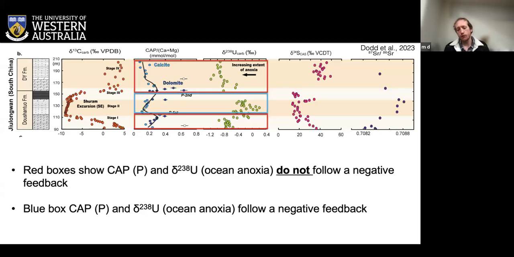Now, this does not follow that redox-dependent P cycling that I mentioned at the start, because if our ocean is broadly anoxic, we expect our marine P levels to be higher, because no longer is P being buried in the sediments under these anoxic conditions. So as a result, what these red boxes delineate are points in time when the marine phosphorus cycle is not following the expected trends or behaviors of this redox-dependent P burial.